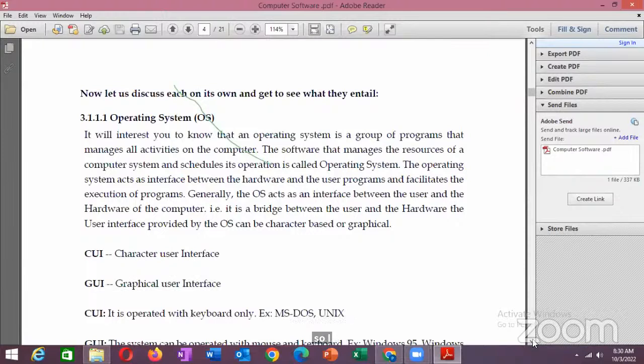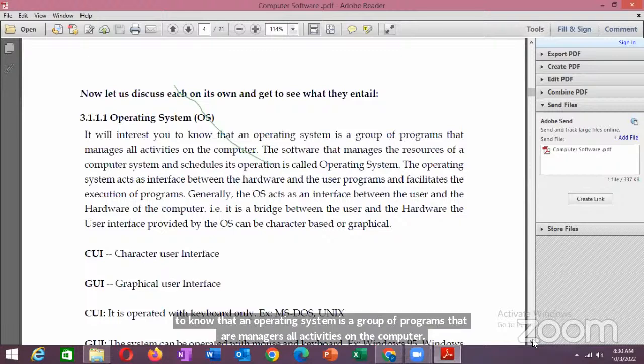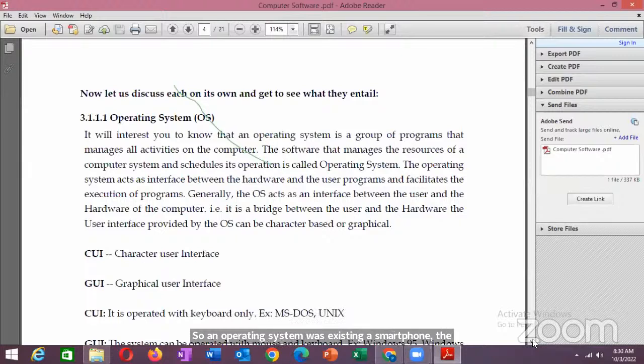The operating system is the first one. It will interest you to know that an operating system is a group of programs that manages all activities on the computer. An operating system also exists in a smartphone, managing all the activities of your smartphone. Like you are using now the Android operating system. There are those who are using the Windows operating system, and different versions of smartphones have different operating systems. So Android is an example of an operating system.